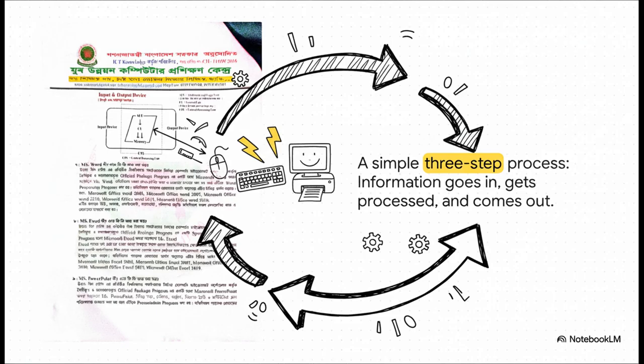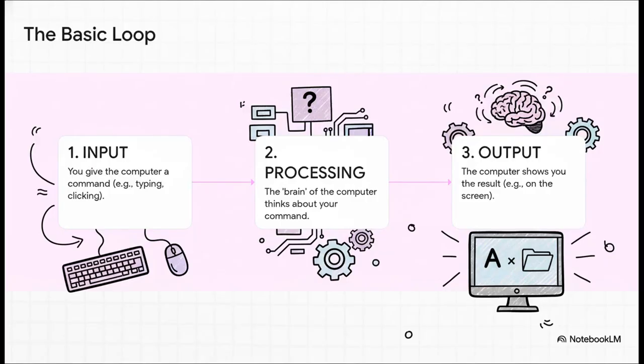You've got information going in, say from a keyboard, then it gets processed by the computer's brain, and finally the result comes out onto something like your screen. Input, process, output. That is the core of everything. So let's break that down with a real example. Step 1 is input. That's you, typing on your keyboard or clicking your mouse. Step 2, processing. The computer's brain grabs that command and thinks, okay, what do they want me to do? And step 3, output. The computer shows you the result, the letter you typed appears, or the program you clicked on opens up. Every single thing you do on a computer follows this exact path.